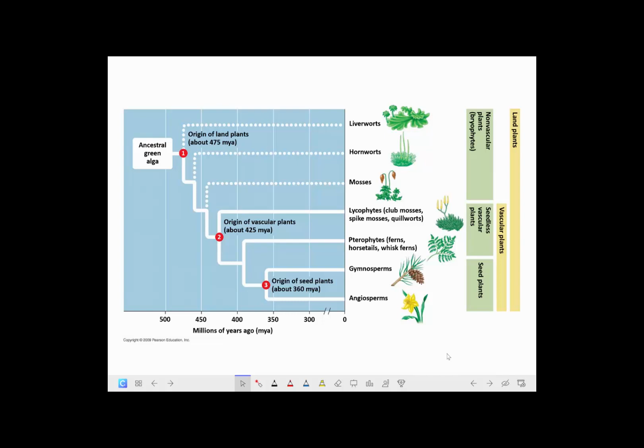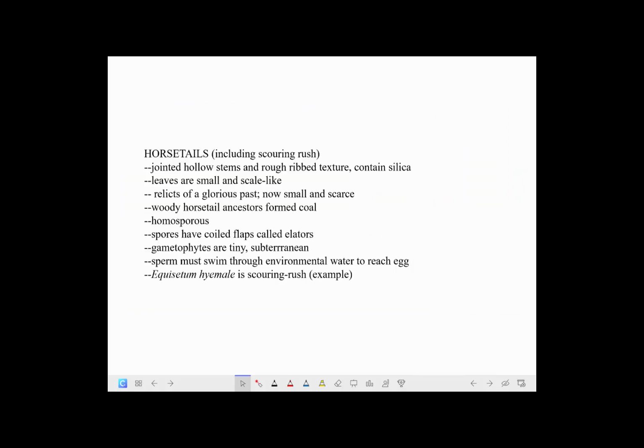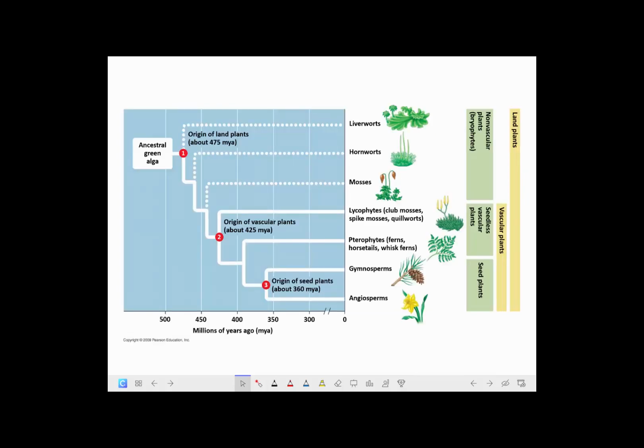Well, let's take a look at another kind of fern, a fern that is not very fern-like. And this is the horsetail. Over here on this phylogeny, we have this phylum of Pterophytes. And notice three items are listed, common names. Ferns, okay, we know what they are.